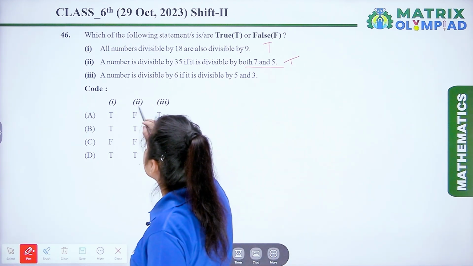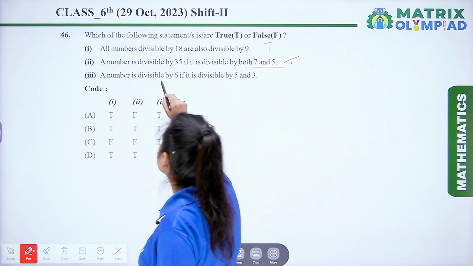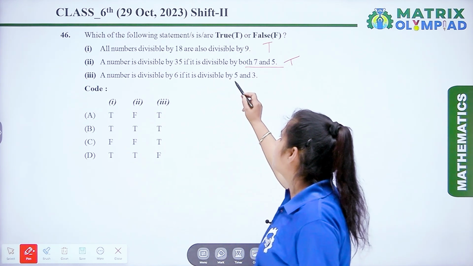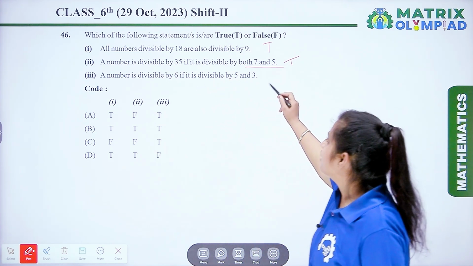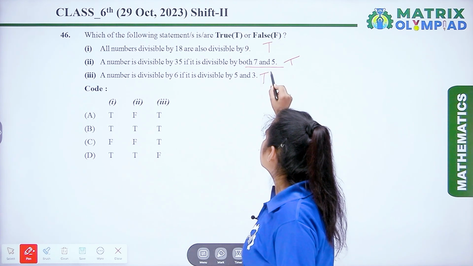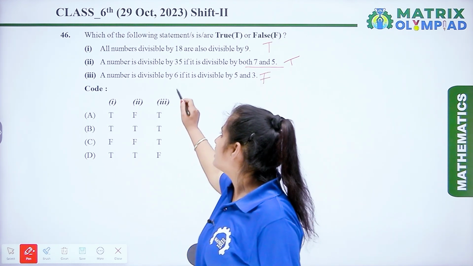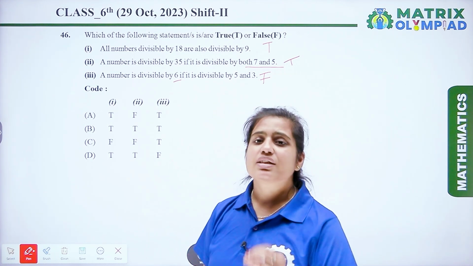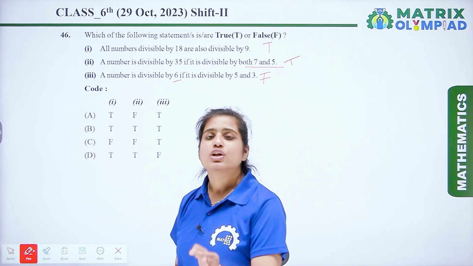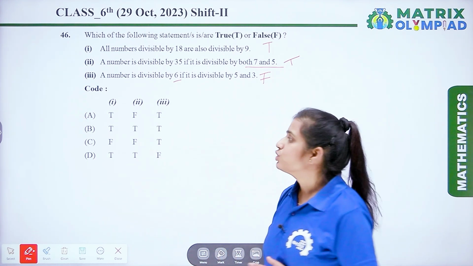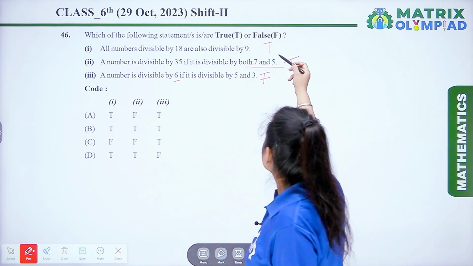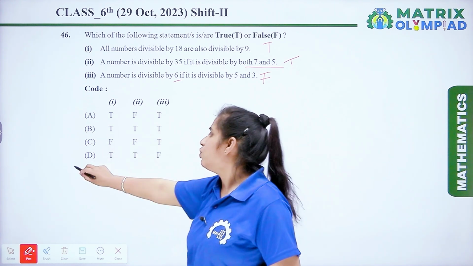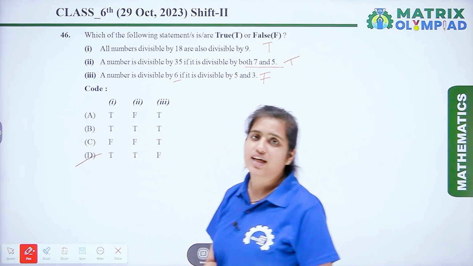Now the third statement. A number is divisible by 6 if it is divisible by 5 and 3. So this statement is false. A number is divisible by 6 only and only if the number is divisible by both 2 and 3. So here the sequence is true, true, false. So option D is the correct answer.